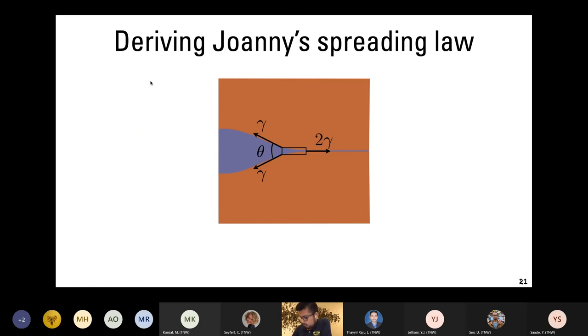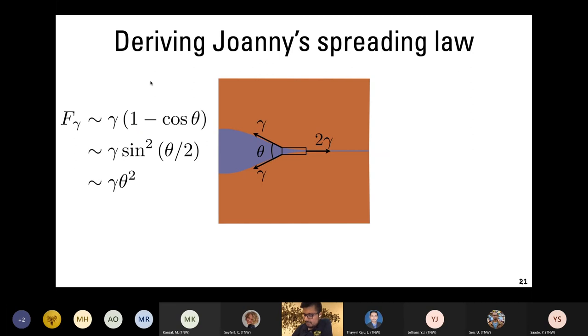Okay, so just to have an ease of writing equations up, I'm just going to assume that both top and bottom are the same, but still have an interface in between. And then, of course, we can write the f gamma as gamma times 1 minus cos theta. Of course, there will be a 2 here, but that just changes the prefactor anyway, so I'm going to remove that. And then the f gamma force is still the same, that is gamma theta square.